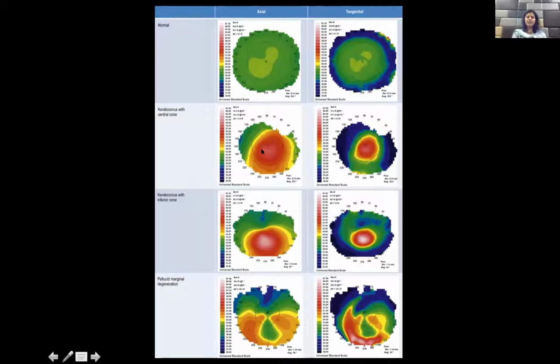The first one has a central cone, while the second one has an inferior cone. The last picture is of another corneal ectasia, which is a pellucid marginal degeneration, and it shows this classical claw appearance on the topography map.